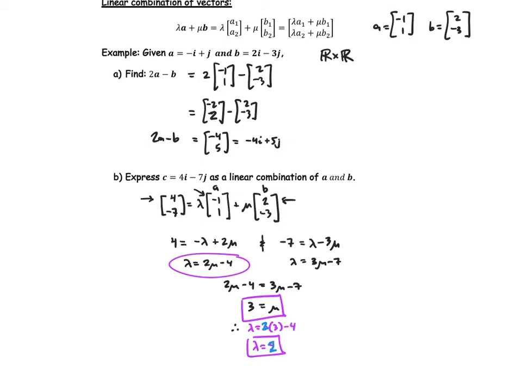Okay, so what does that tell us? That tells us that C is actually equal to, based on our definition, lambda times A, which is 2A, plus mu times B, which would be 3B. So there you go. That is C as a linear combination of A and B.